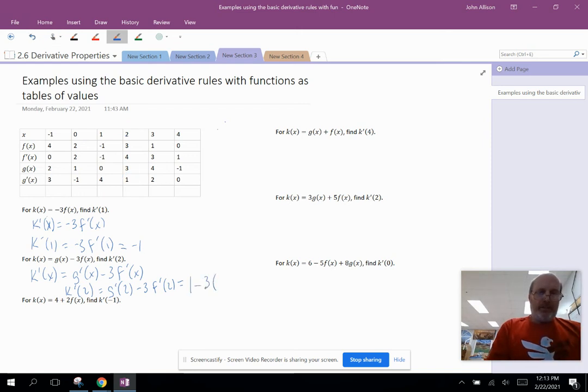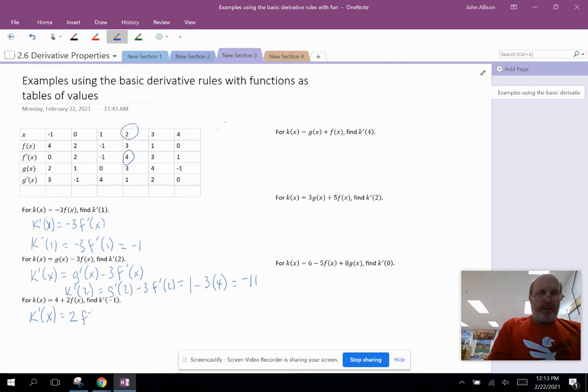Minus 3 times f prime of 2, so x is 2. F prime of 2 is 4. So 1 minus 12 is going to be negative 11. Then let's do k prime of x. The derivative of 4 is just 0, so that's going to be going away.